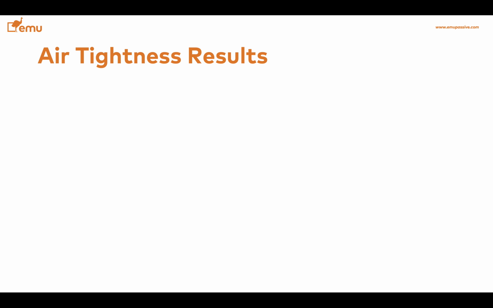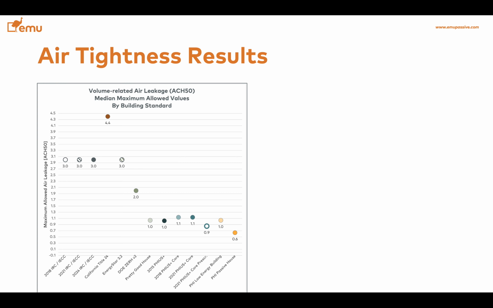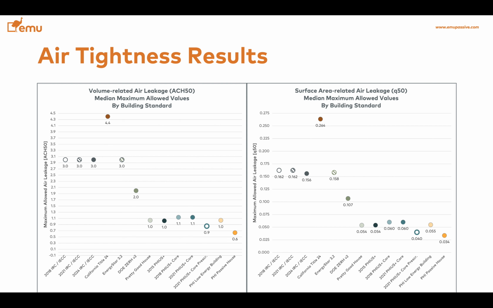Now, looking at the airtightness results, looking at the average value for the volume related, this is what it looks like. The most stringent is PHI passive house with 0.6 ACH 50 value maximum. The least stringent is the California Title 24 with 4.4. And you can see that once you convert to volume related metric, FUSE numbers look less stringent than PHI low energy building. Now, looking at the same values for the surface area related, it's the same metrics.